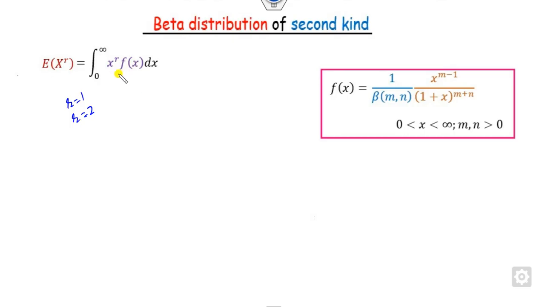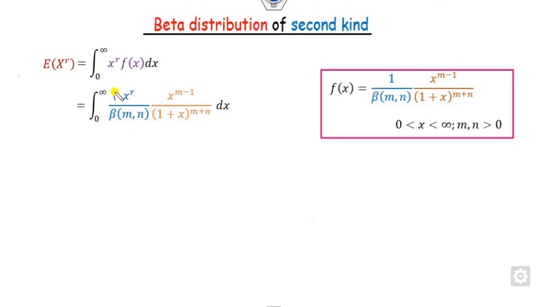So we can start from here, that is, over the domain 0 to infinity, x to the power r times f of x. We can substitute the value of f of x here, and you can see this is 1 upon this part, which is my constant, so it can be taken outside. This x raised to power r and x raised to power m minus 1, this is common, so we can club them. Once you club them, you will get this. Now if you think about it, again this is the beta form, but you can see this is the m and here m plus n.